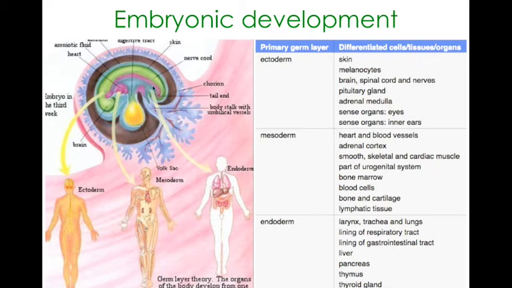So the 3 germ layers form different parts of the body. The ectoderm forms the skin. It also forms your brain, your spinal cord, and your nerves, and it also forms some of your glands.